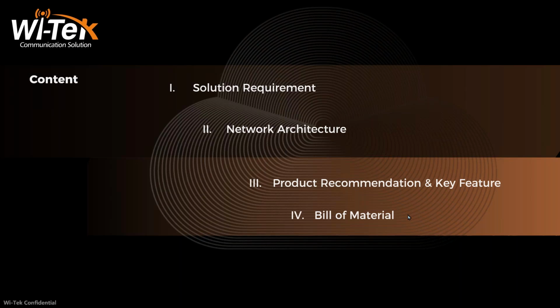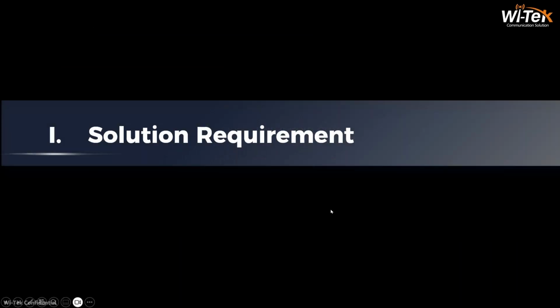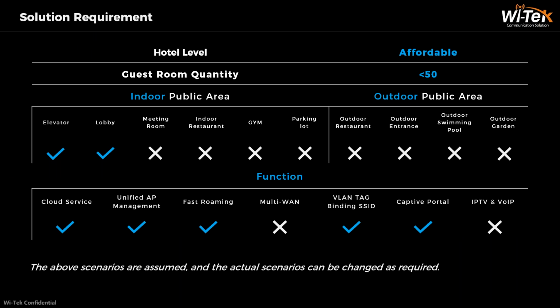Okay, let's move to the first part, solution requirements. Normally, as we know, for a motel or economic hotel the level is affordable. So we assumed that the quantity of guest rooms is lower than 50, and according to the functional area, we divide it into an indoor part and an outdoor part. The indoor part includes the elevator, lobby, and for a sport hotel maybe a meeting room, indoor restaurant, gym, and parking lot, and also any outdoor public areas.